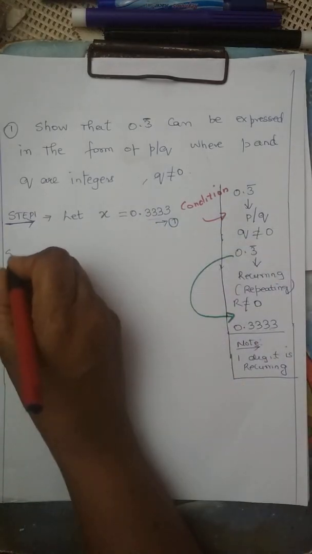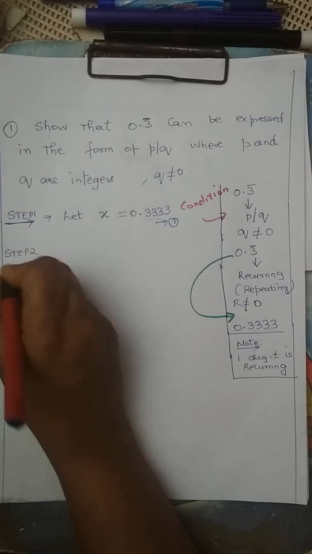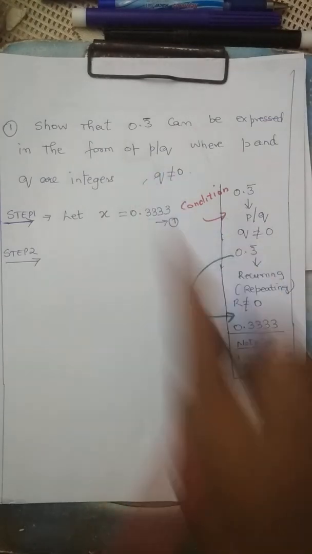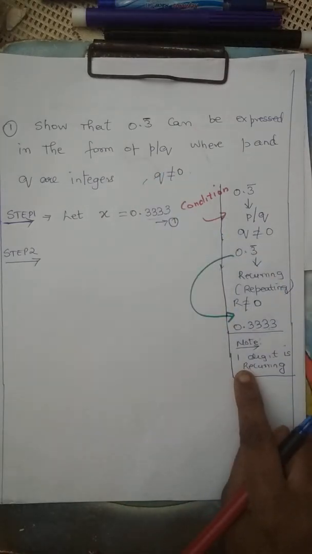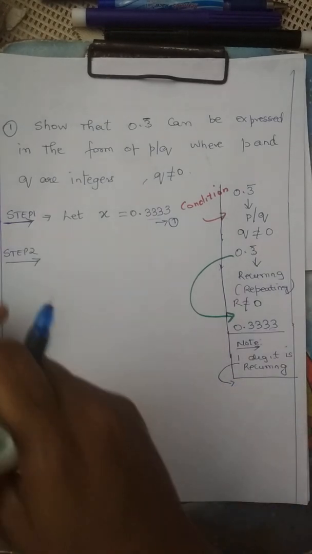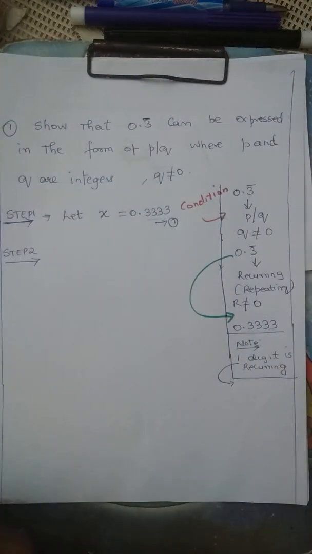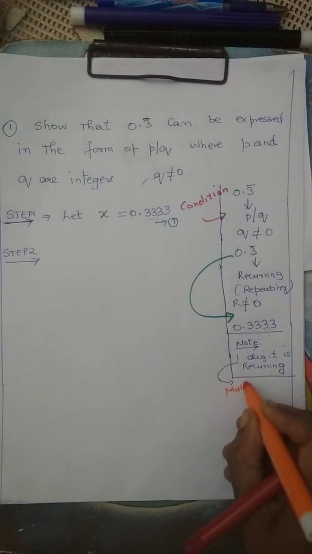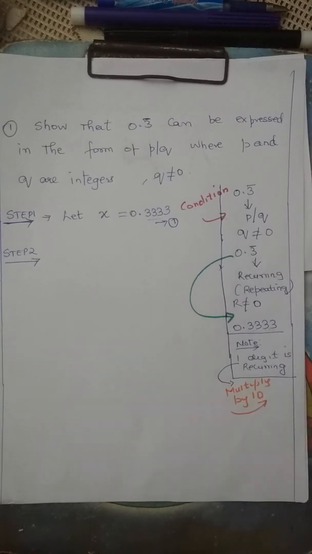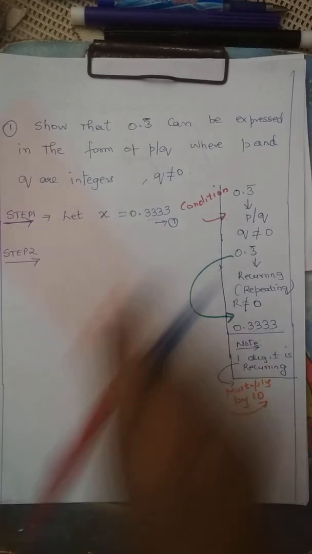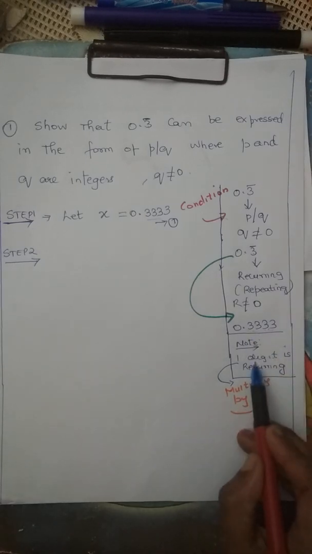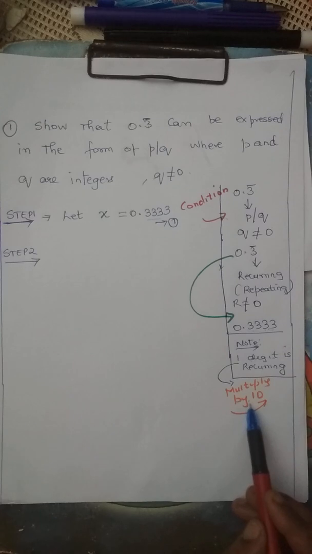Now step 2 is, tell me how many digits are recurring? 1 digit is recurring. You have to learn this by heart. When 1 digit is recurring, you have to multiply by 10. That's why I say this is easy, you only have to know the steps. And when 2 digits are recurring, multiply by 100, and when 3 digits are recurring, 1000, and it goes on. So I repeat: since there is 1 digit recurring, you have to multiply by 10.